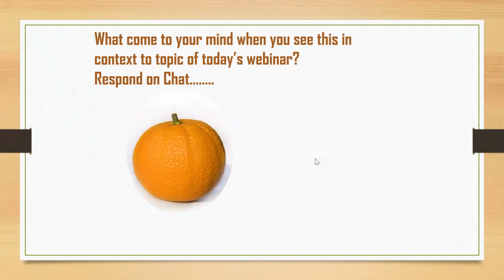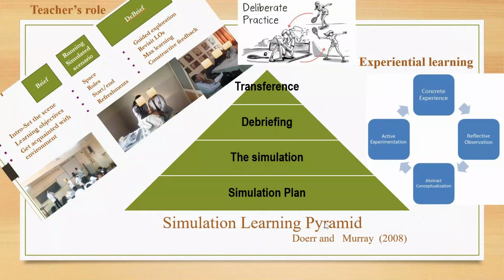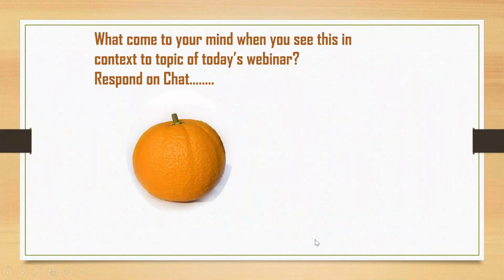Now let me ask you, what comes to your mind when you see this picture in context of today's webinar's topic? You can send your responses on the chat. Practice FNAC, breast examination, real look. Orange can be used as a skin to teach suturing. We can use it for simulation of structure. A method to simulate intramuscular route of injection, numerous compartments inside. IM injection. Okay. You need to learn the skill of peeling it to get to the core. Injection technique. Okay.